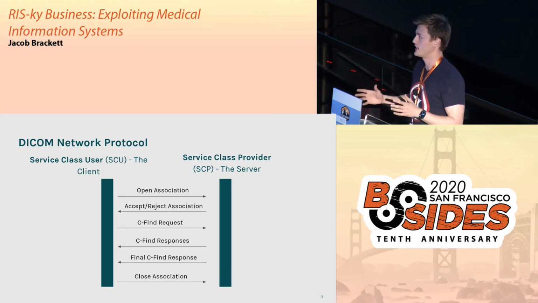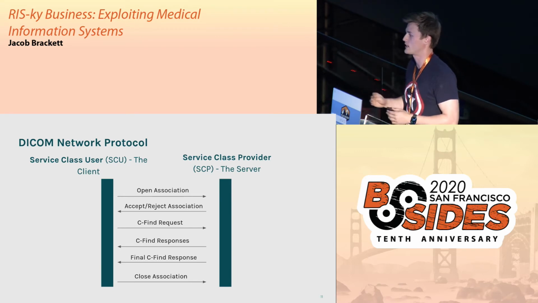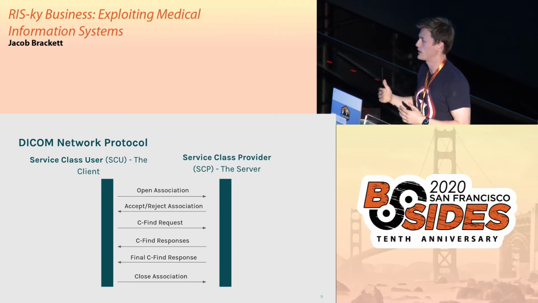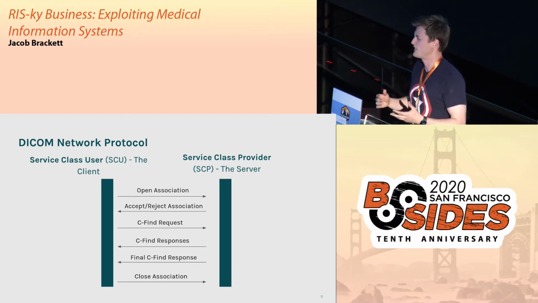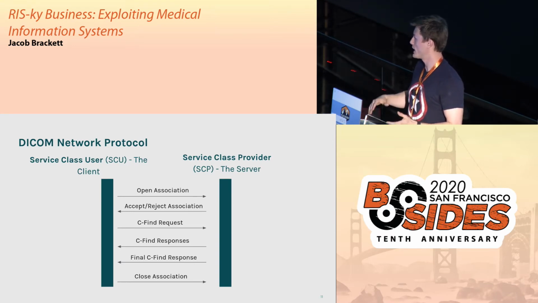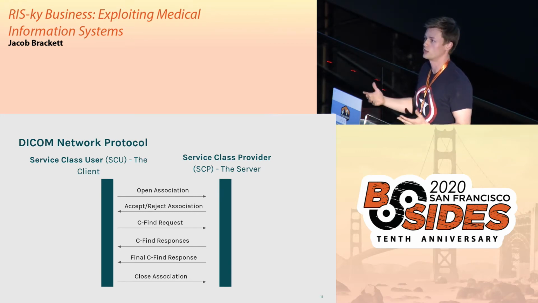It's a classic kind of client-server model. There's two components. The client is referred to as the service class user in DICOM, or the SCU. And then we have the service class provider, which is the server in DICOM. So it's kind of the initial handshake period happens where the client asks for an association. We'll dive into that a little bit later. The service class provider either accepts or rejects that association based on what was provided. And then once that association is established, you've got that channel of communication.